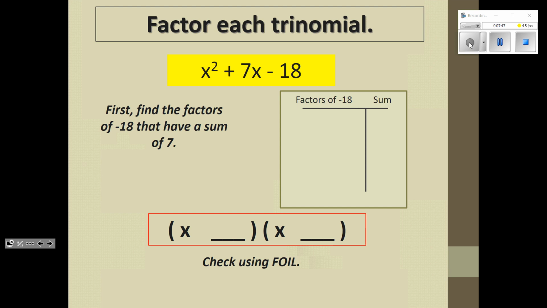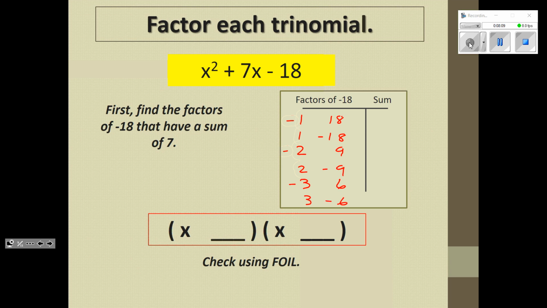More practice, x squared plus 7x minus 18. Let's think of the factor pairs for a negative 18. We have 1 and 18, where each one of them could be negative. We have 2 and 9, where each one of them could be negative. And we have 3 and 6, where each one of them could be negative.